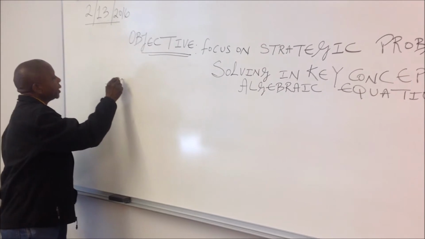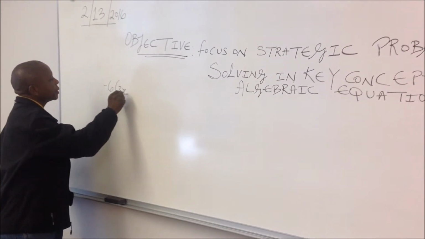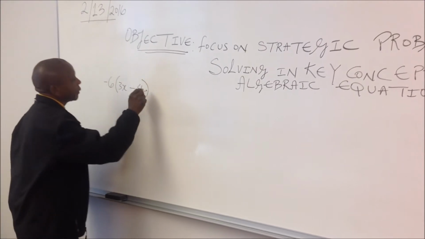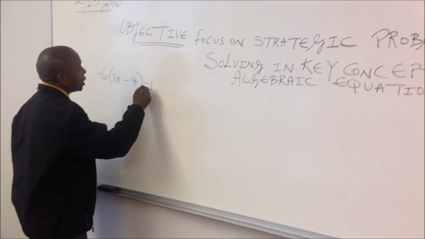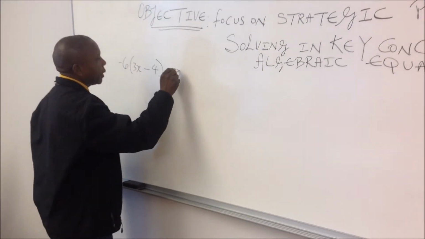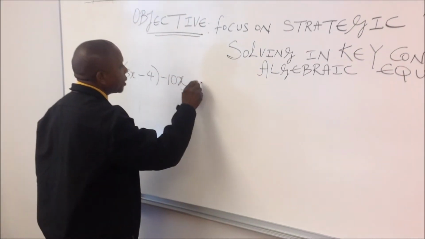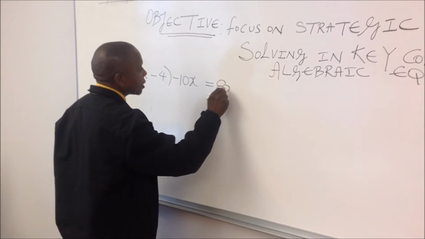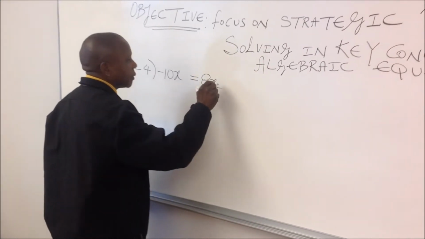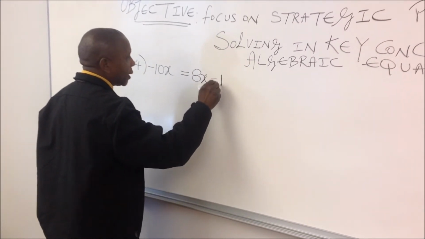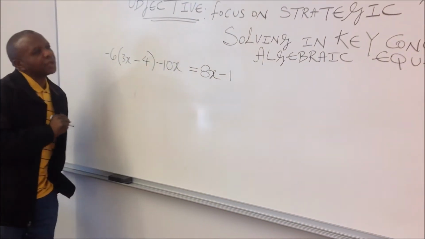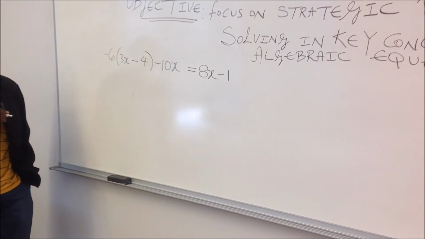Problem of this form: -6 into (3x - 4) - 10x equals 8x - 1. So that is our starting point for this problem.